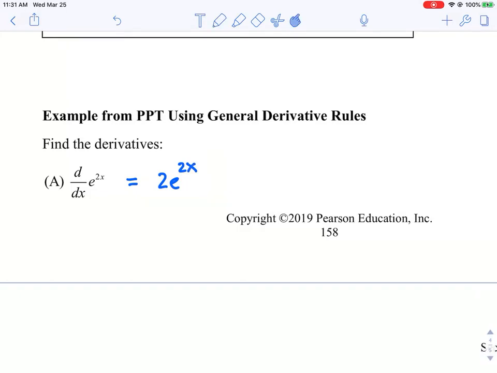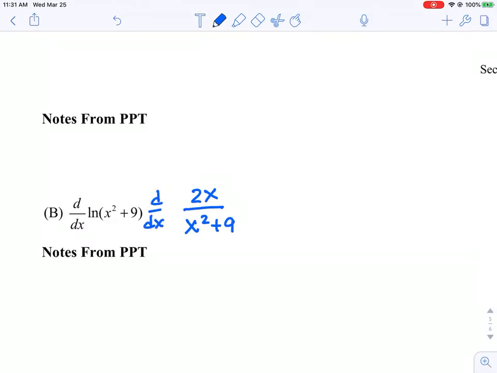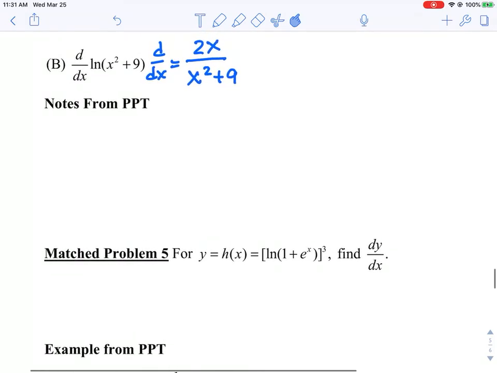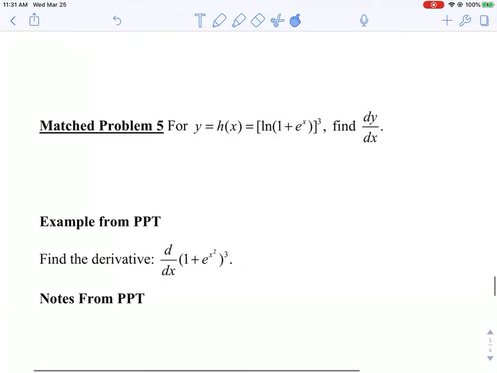Derivative of e to the 2x. Take the derivative of 2x, which is 2, and then e to the 2x is just e to the 2x. Natural log is 1 over the function with the derivative of that function in the numerator. All right? You have matched problem number 5.